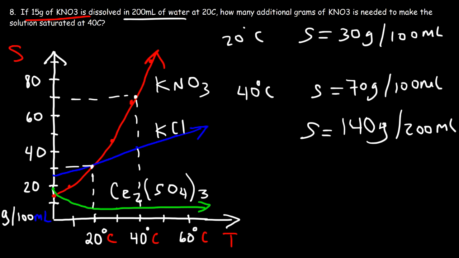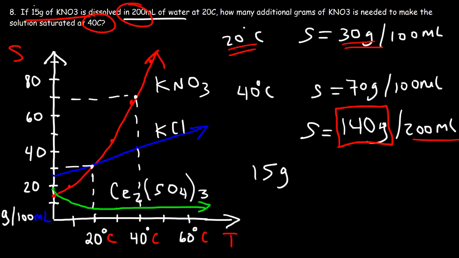So right now we only have 15 grams of potassium nitrate dissolved in 200 milliliters of water at 20 Celsius, which is much less than the solubility. So initially we have an unsaturated solution. However, we want to make a saturated solution. So when we raise the temperature to 40, we can dissolve up to 140 grams in this volume in 200 milliliters of water. So right now we only have 15 grams in 200 milliliters of water. That's how much is already in the solution.